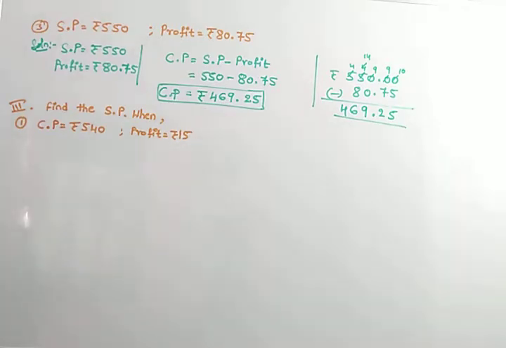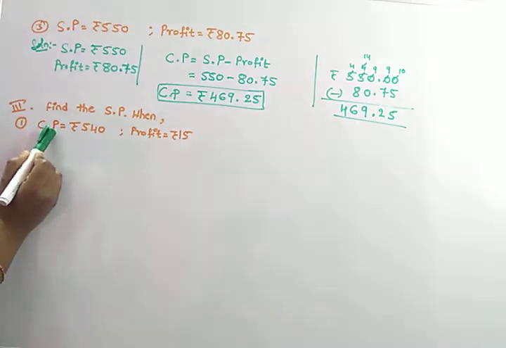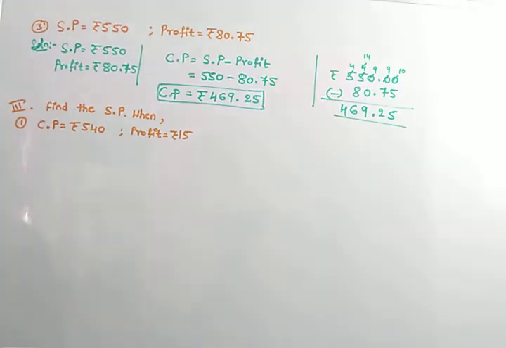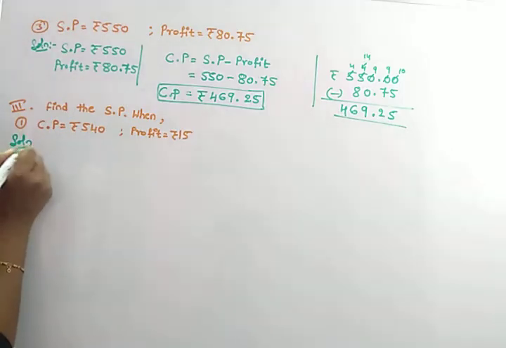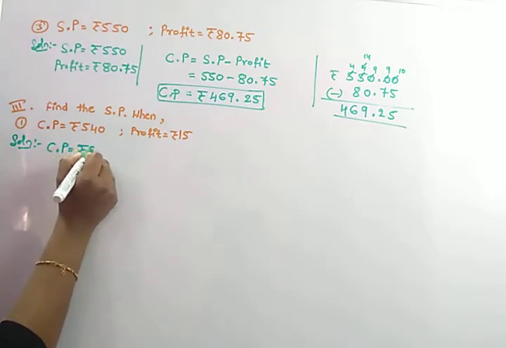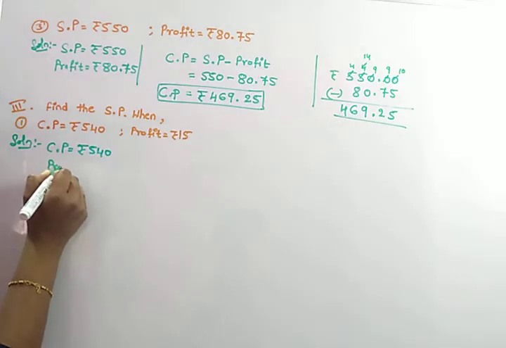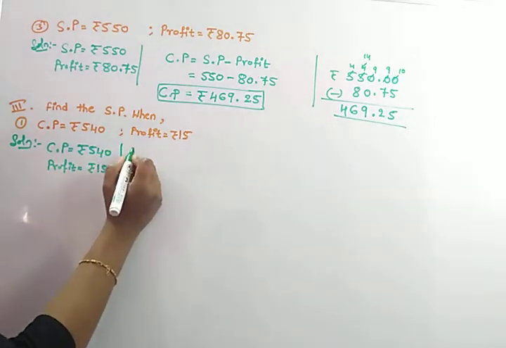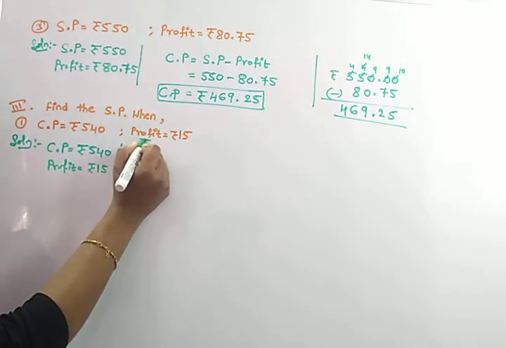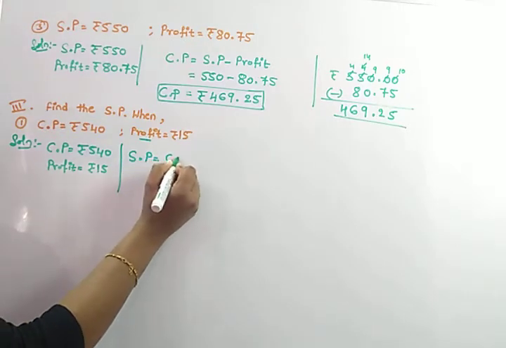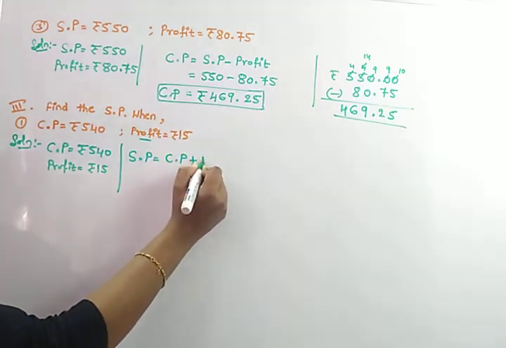The next one, find the selling price when. So the first question, the cost price is equal to 540 rupees and the profit is 15 rupees. So now remember the formula. Solution: list out the given data. CP is equal to 540 rupees. The profit is 15 rupees. So which formula we have to use? In case of profit, the selling price is equal to the cost price plus profit.